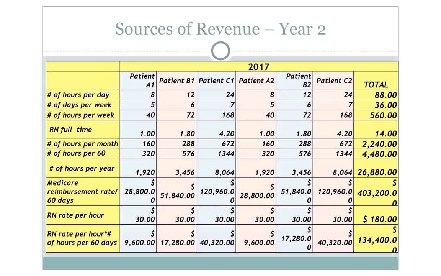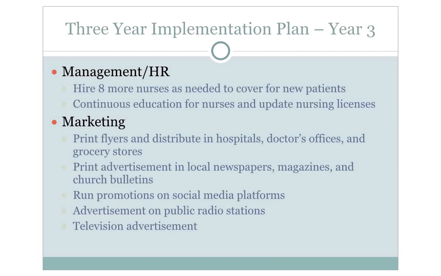So year 2, sources of revenue. This is based on 6 patients, 560 hours per week for 60 days, 2 months, $134,400 every 2 months.